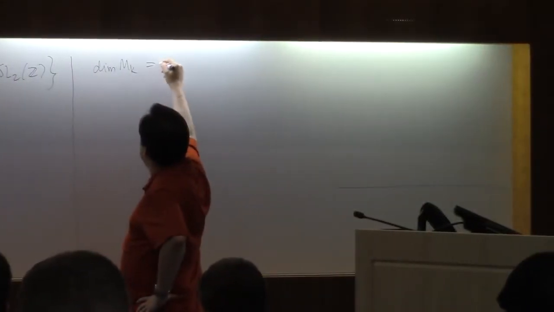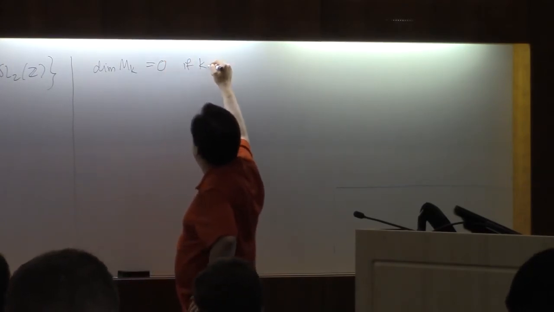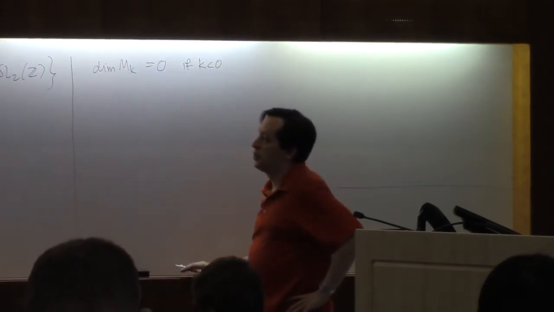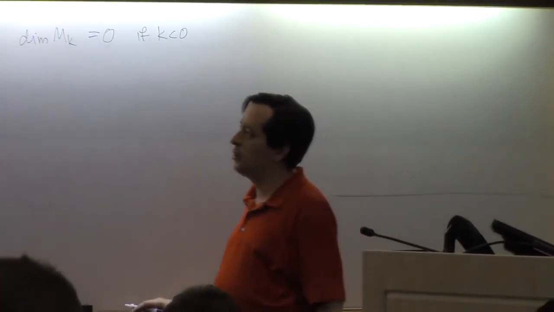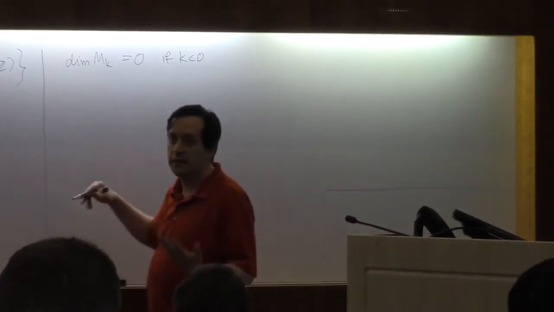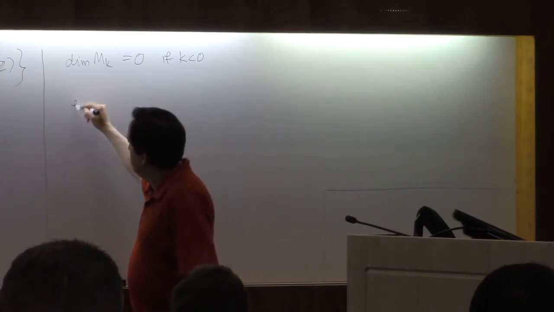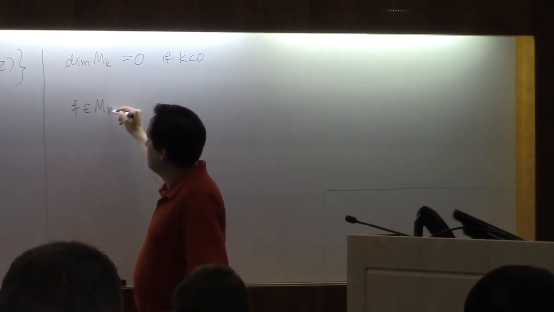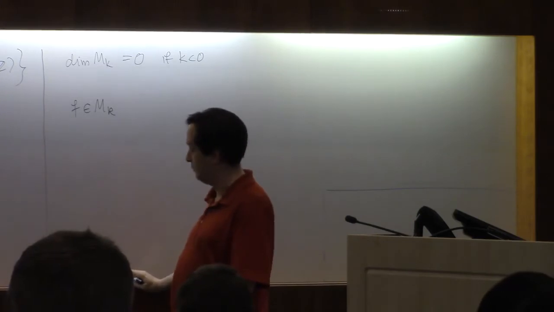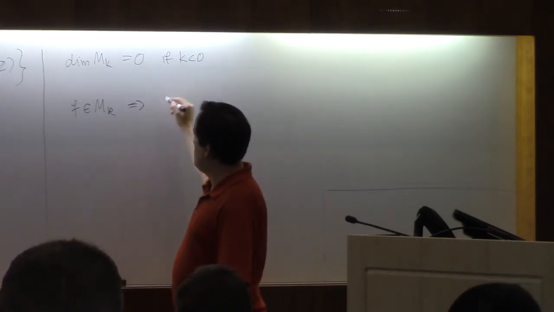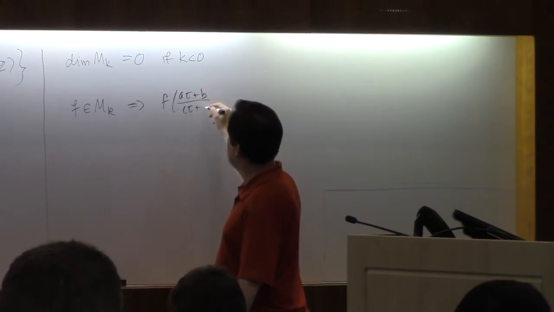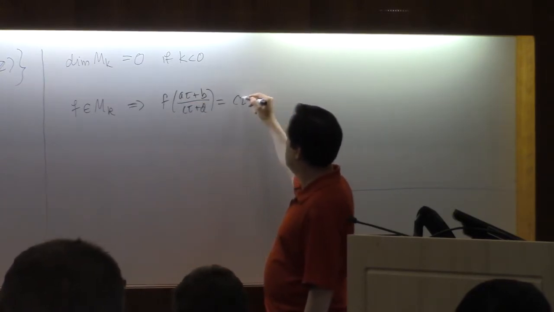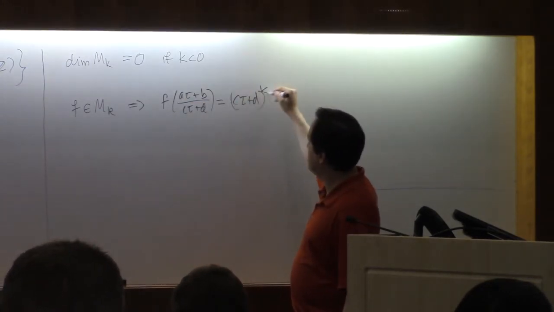Let's show that this is zero-dimensional. The dimension is 0. There are no examples. The only modular form of negative weight is 0. So how are we going to do that? Here's the key idea. Suppose I have a modular form of weight k. We know we have this transformation law, f of (a tau plus b) over (c tau plus d), to the k.